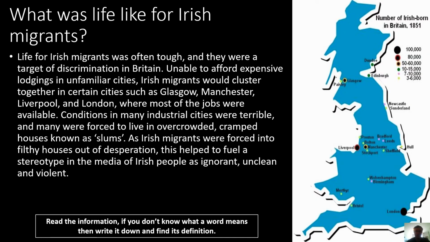For the next three slides, it's the same again, but with a slightly different focus. We're looking at what life was like for Irish migrants. So read the information, and again, if any words are not clear or you don't know what they mean, do write them down and find their definitions. So pause the video, read the information, and also use the pictures, or in this case the diagram of Britain, to help you work out the information.